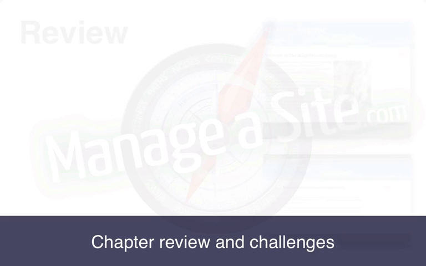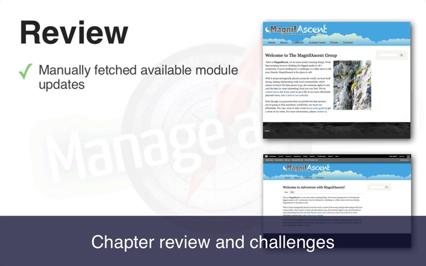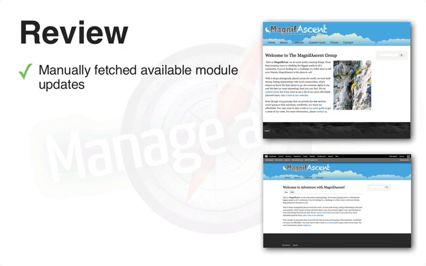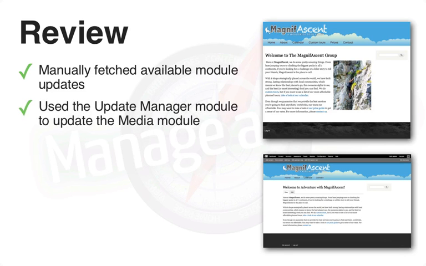Let's do a quick review. In this chapter, we manually fetched available module updates to see if there were any updates available and found out that we could update our media module, which we did. We then found that we needed the development version of the media module, so we went through a manual process of updating our module.